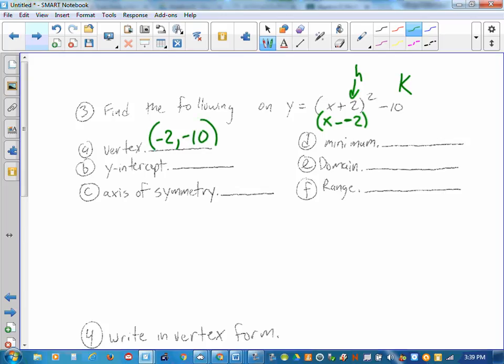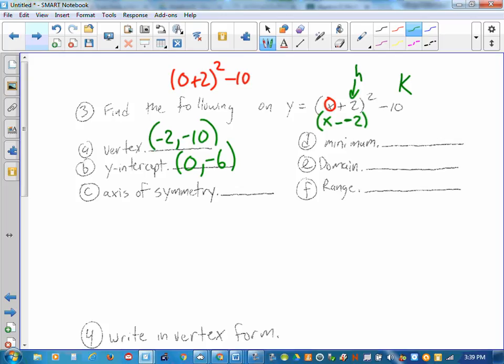The y-intercept is always where x is 0. So you put 0 in for x, and you calculate the answer. So that would be 0 plus 2 squared minus 10. So I'm putting 0 now in for x. So that would be 4 minus 10 is negative 6. So 0, negative 6 is where the y-intercept is.